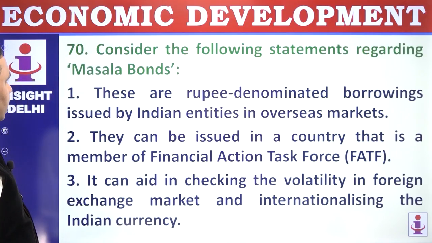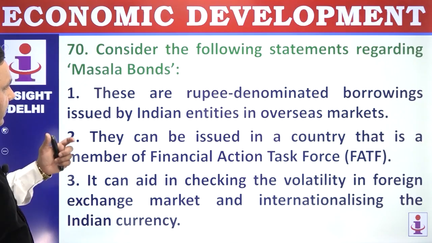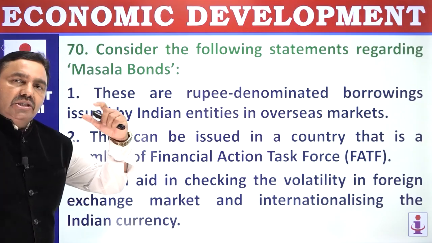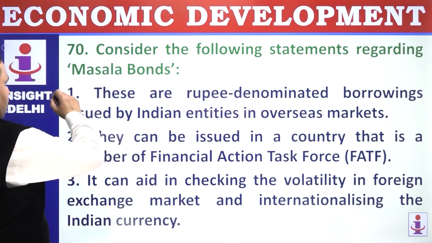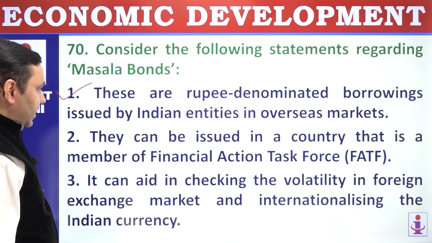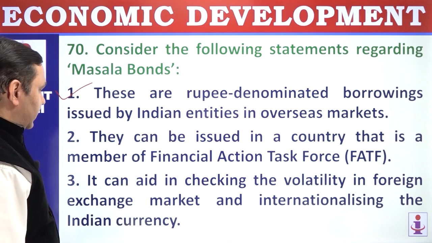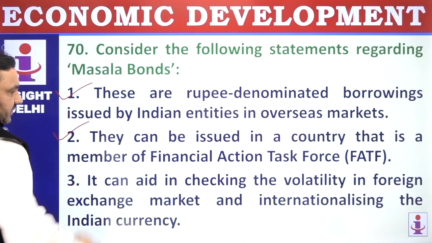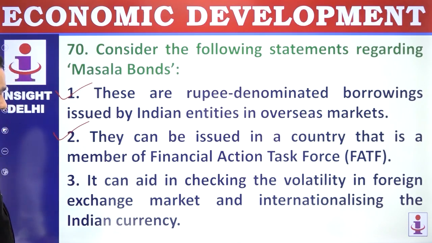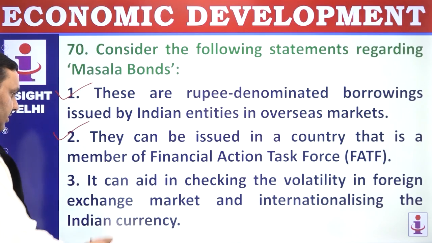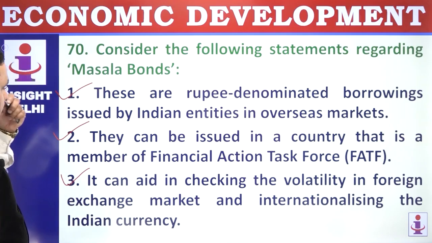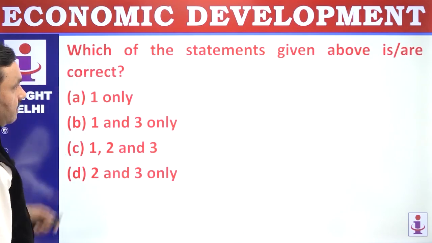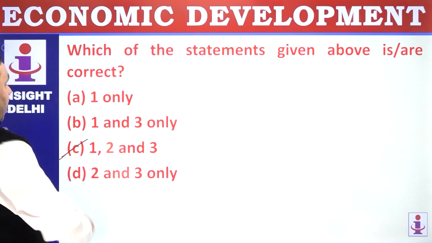Consider following statements regarding masala bond. Masala bond is a unique Indian concept of borrowing money in overseas markets. These are rupee denominated bonds, that's correct. But in overseas market, that is also correct. They can be issued in a country that is part of FATF, Financial Action Task Force. It can aid in checking the volatility in foreign exchange, that is correct. Because you can raise money and you can ensure that foreign exchange market is stable. 1, 2, 3, all are correct.